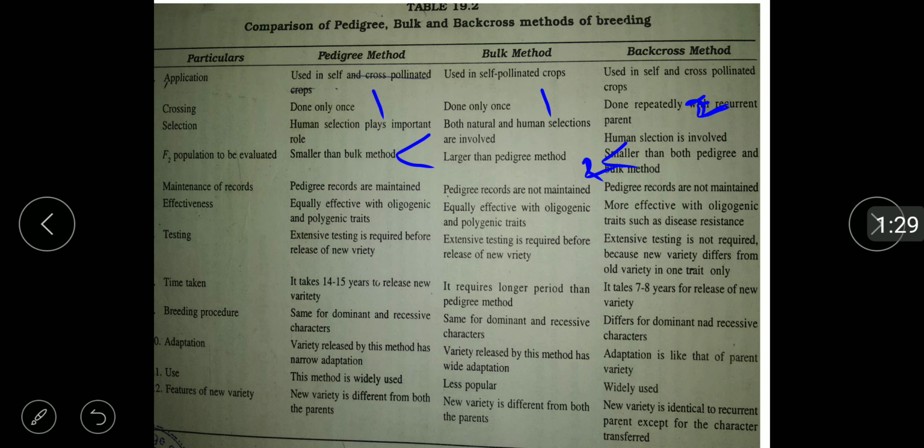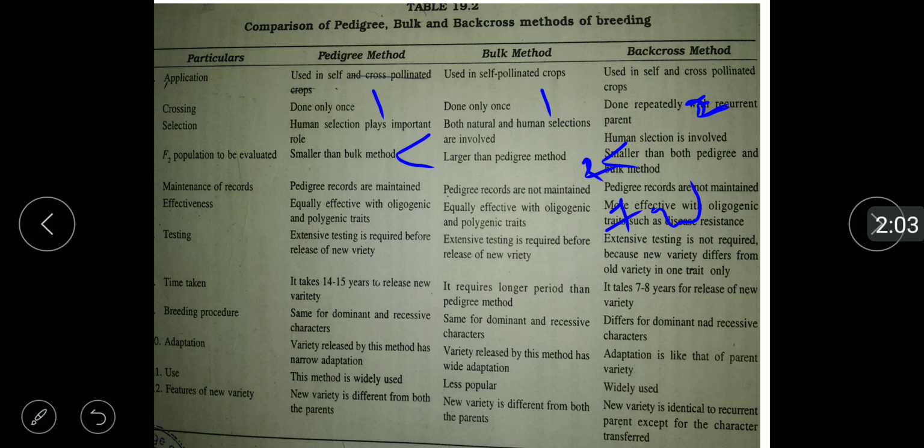Effectiveness: the pedigree method is equally effective with oligogenic and polygenic traits, and bulk is also effective with oligogenic and polygenic traits, while backcross is more effective with oligogenic traits such as disease resistance. Oligogenic characters are governed by few genes, and polygenic characters are governed by many genes. Backcross is only effective with oligogenes.